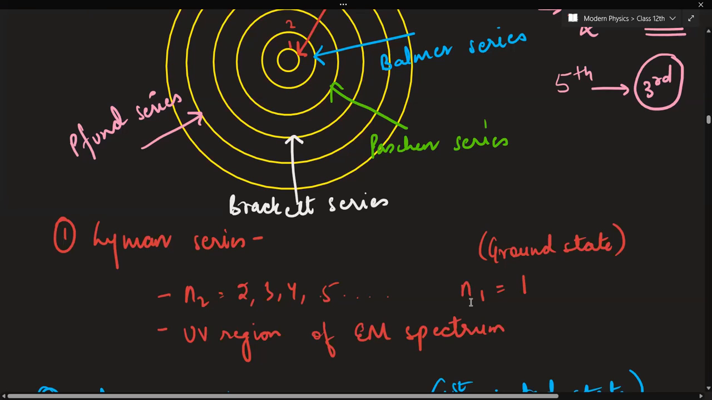Whenever the orbit is 1, n is equal to 1, we can also call it the ground state. In the question, it can be referred to as the ground state also. For example: calculate the energy of the hydrogen atom for the ground state. So you will have to keep n as 1. So what is fixed here? 1. From wherever the electron is coming, it should come back to 1.